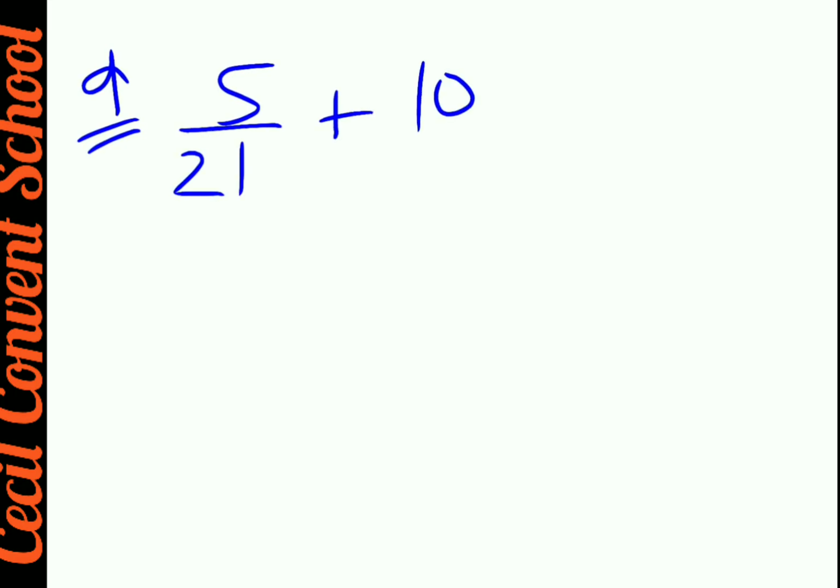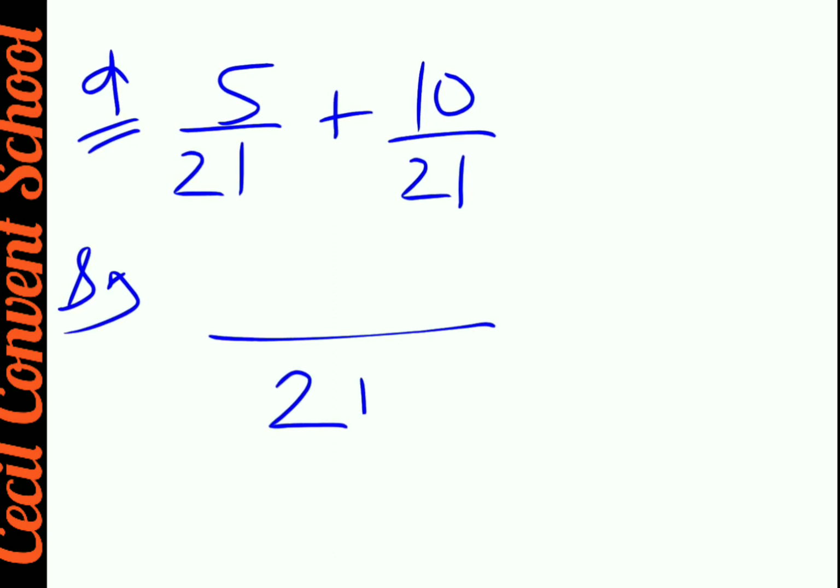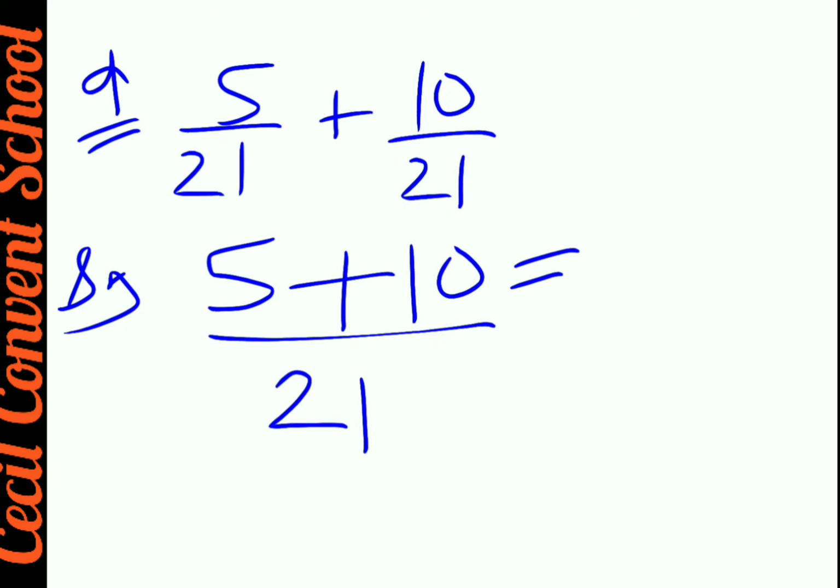Similarly, we do D part. D part is 5 upon 21 plus 10 upon 21. Clear? Now you have to add. So the common denominator is 21. So now we add 5 and 10 in the numerator upon 21. Clear? Now 15 upon 21.